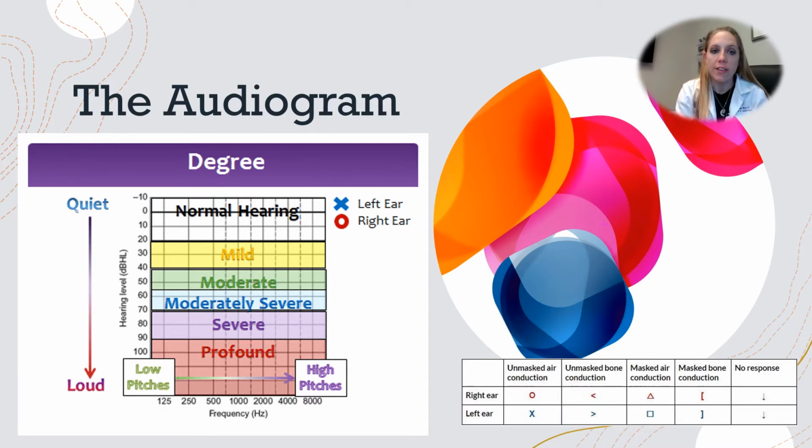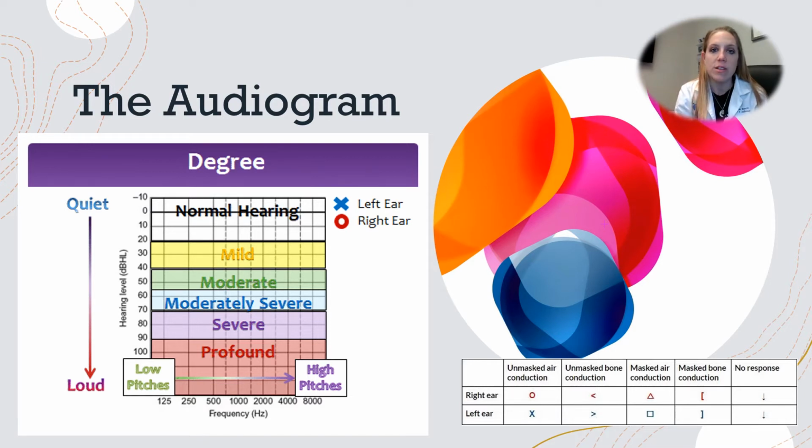If you look at this, the top is very, very quiet sounds. The lower on the graph, the louder it has to be for you. All the way to the left is going to be your low pitches, or your vowel sounds, your volume of speech. All the way to the right is your higher pitches, or your consonant sounds, your clarity of speech.